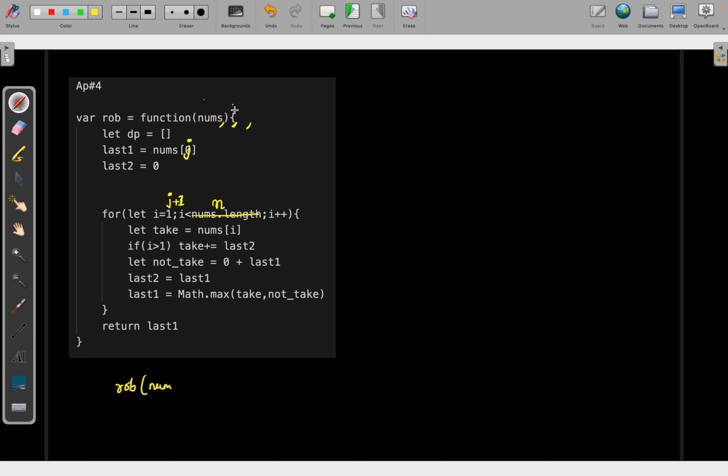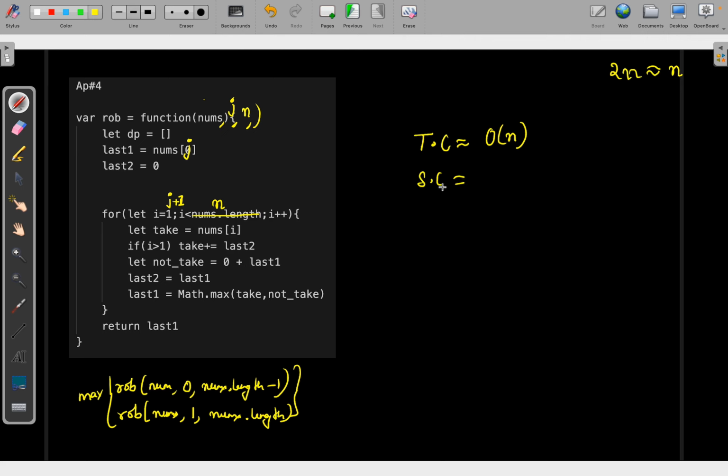What will be the space complexity? Space complexity will be the same, big O of 1. You are not taking any extra space; you are basically reusing the function again and again. Okay, so now let's see.